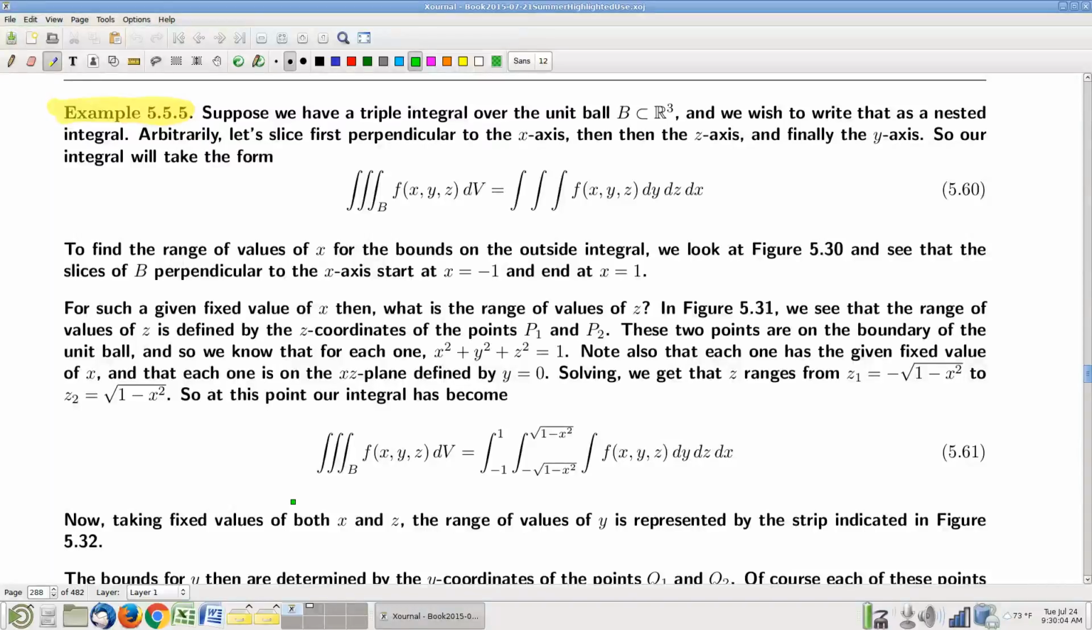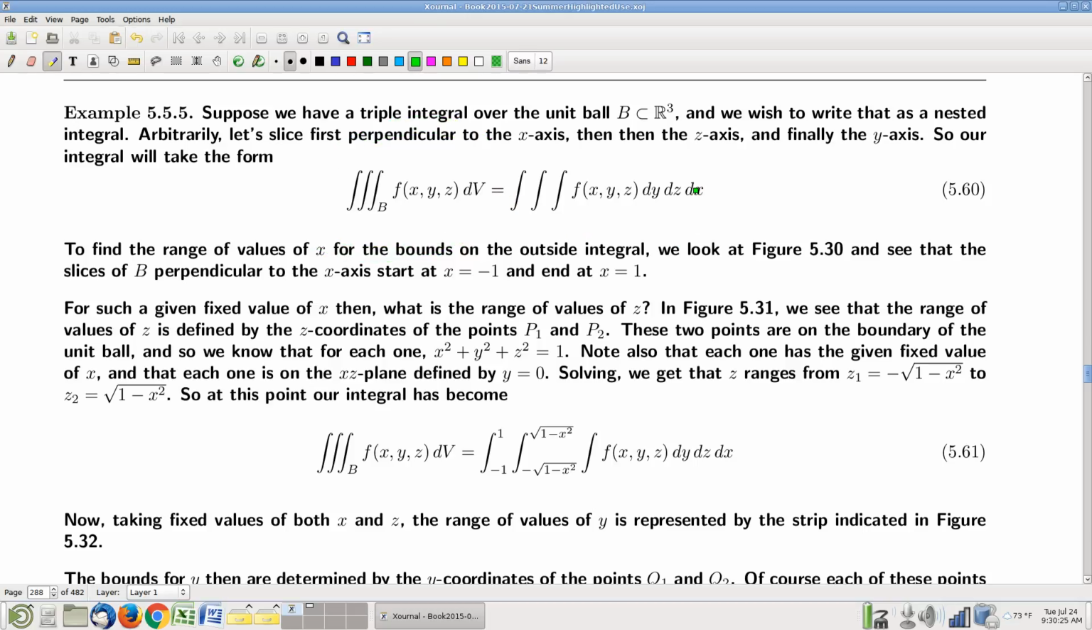So last time we were looking at this example on the unit ball, trying to find a triple integral on the unit ball. How do we rewrite this triple integral on the unit ball as an iterated integral?